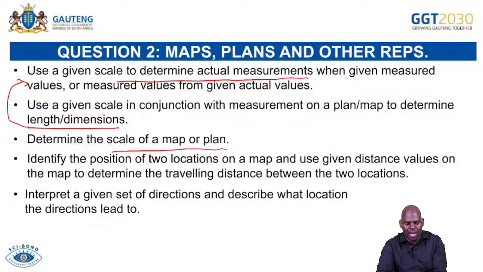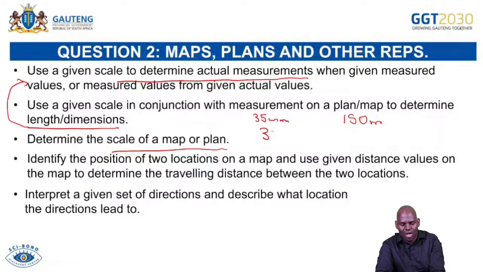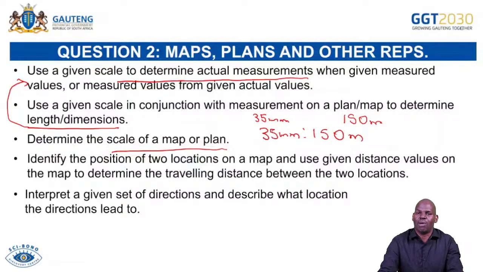All right. If they say the measurement on the map is 35 millimeters, but in reality it's, let's say, 150 meters, then how are you going to come up with the scale there? So if it's 35 millimeters is to 150 meters, by so doing, you're determining the scale.